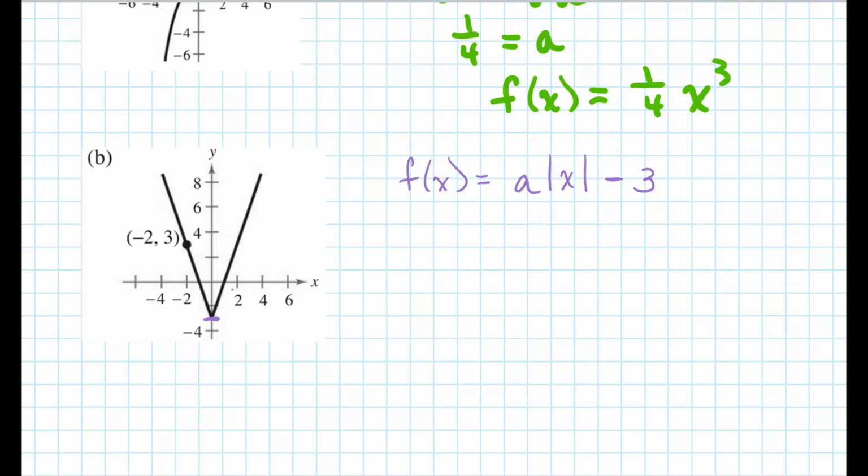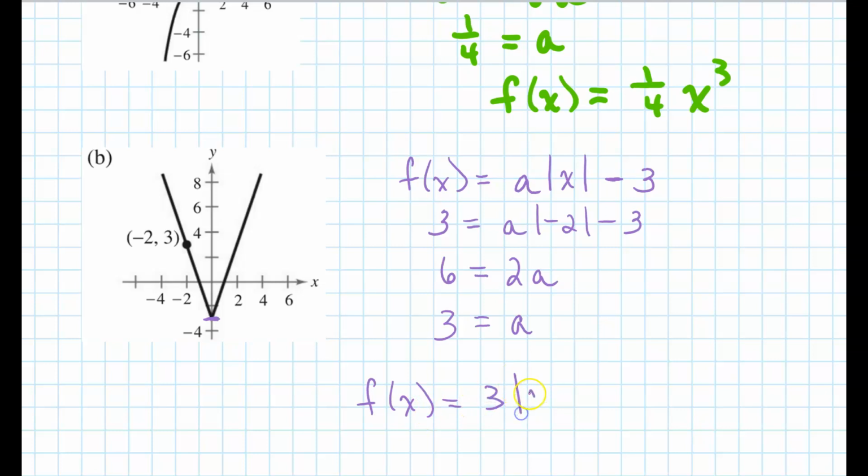All right. And so again, I know that it goes through the point -2, 3, so I'm going to plug that coordinate set in. So y is equal to 3 is equal to a times the absolute value of -2 minus 3. Add 3 to the other side, I get 6 is equal to, and the absolute value of -2 is +2. So I get 2a there, which means a is equal to 3. And so our function is f of x is equal to 3 times the absolute value of x minus 3.